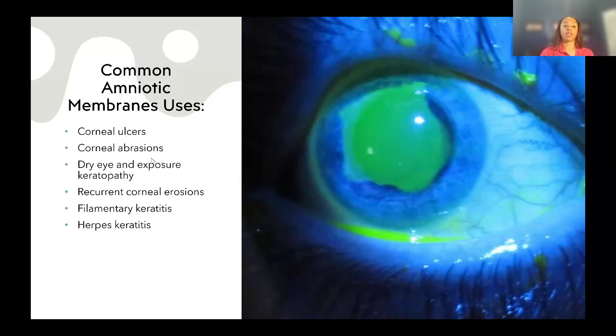So common amniotic membrane uses: corneal ulcers. I love using them for corneal ulcers, corneal abrasions, dry eye, and exposure keratopathy, of course, RCEs, filamentary keratitis, and herpes keratitis. I like using them for central large ulcers because they can prevent scarring. And for corneal abrasions, I like to use them for huge abrasions like this particular patient to prevent the consequence of potentially getting an RCE.